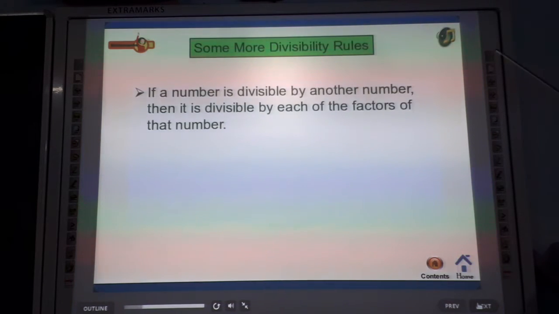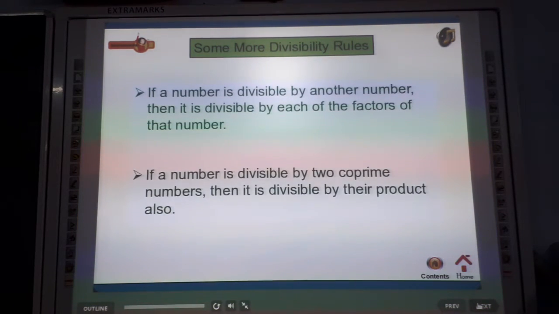Now some more divisibility rules. First, if a number is divisible by another number, then it is divisible by each of the factors of that number. Second, if a number is divisible by two co-prime numbers, then it is divisible by their product also. Okay student.